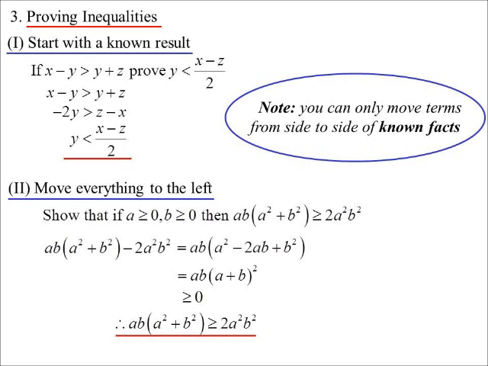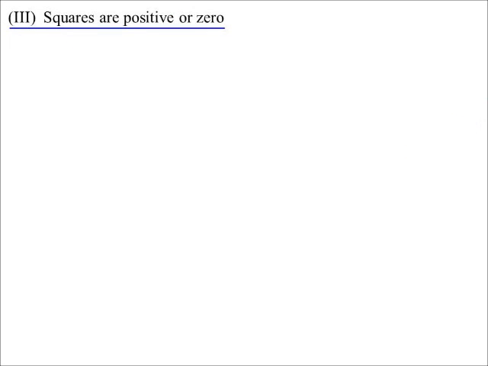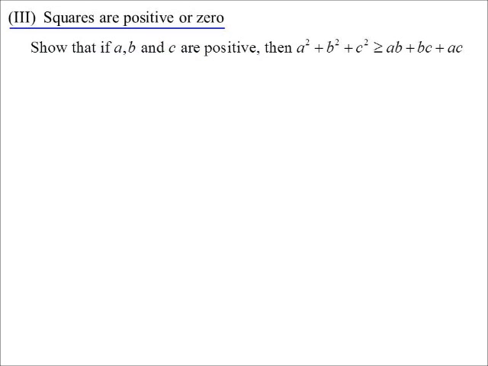Here's a fun one. Using that idea, that squares are always positive or zero. It's a classic inequality that we're sometimes asked to prove. So we're told a, b and c are positive. We're going to prove that a squared plus b squared plus c squared is always greater than or equal to ab plus bc plus ac. Okay, I'm going to start with a known result. The known result is that I know squares to be positive. So I know (a minus b) all squared is always greater than or equal to 0. Now, no one can doubt me on that.